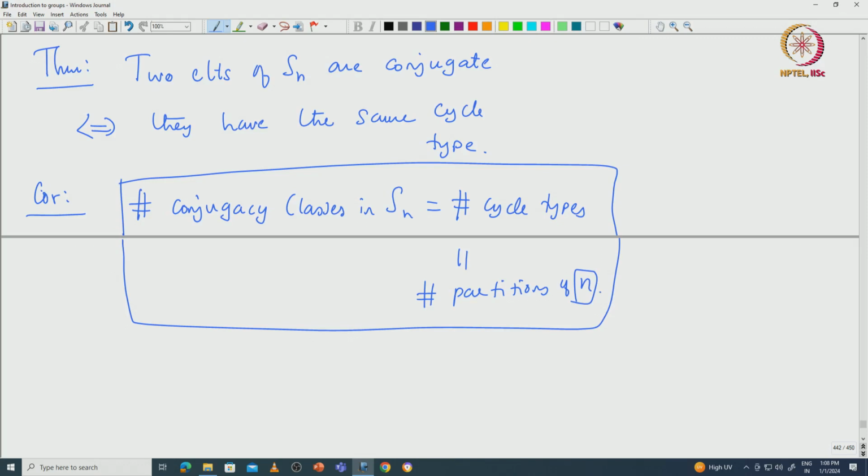Okay, I will stop here. We will continue with the proof of this in the next class. This corollary is immediate from the theorem. I will stop here.